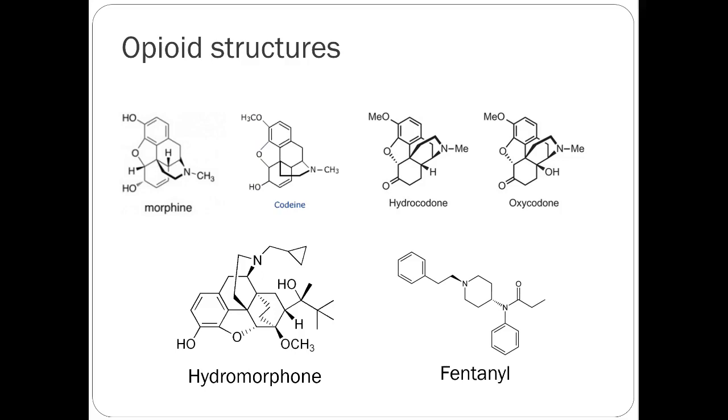Hydromorphone is a more advanced semi-synthetic. So here you're getting a lot more complicated functional groups coming off of it. And then fentanyl has almost a totally different structure altogether, but they all work on the same receptors. They're all opioids, and they all do essentially the same thing, just to varying degrees of potency with slightly different side effects.